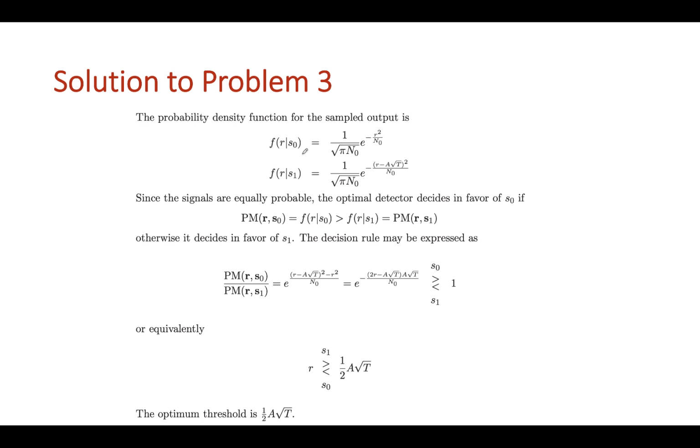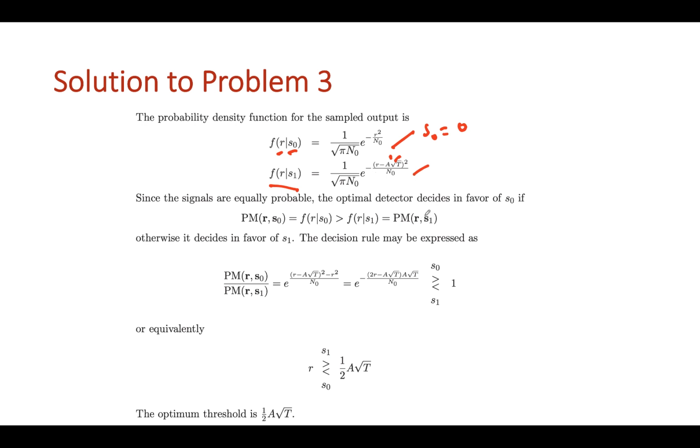For S0, given S0 was transmitted, the received signal will have a conditional PDF, which is a normal distribution with 0 mean, because your S0 is 0. In case of the conditional density of the received signal R, given S1 was transmitted, you have a mean that is centered across the energy, the amplitude of S1. So that is here A root T. So (R minus A root T) squared in the numerator here.